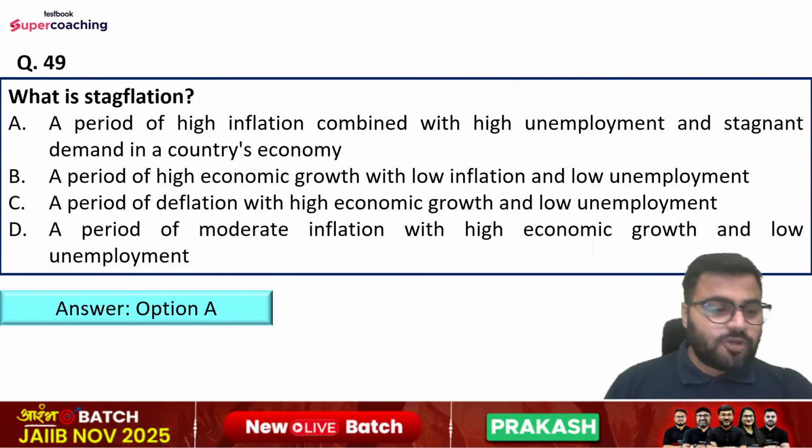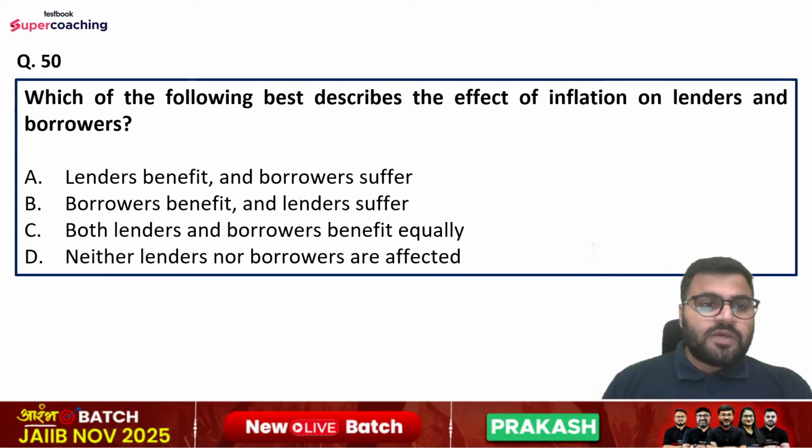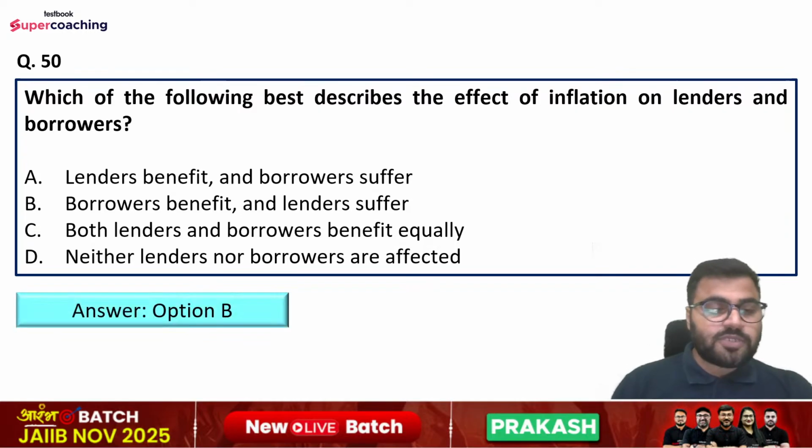So right answer is option number A. Question number 58 is which of the following best describes the effect of inflation on lenders and borrowers? Options are lenders benefit and borrowers suffer, borrowers benefit and lenders suffer, both lenders and borrowers benefit equally, neither lender nor borrowers are affected. So right answer is option number B, that is borrowers benefit and lenders suffer.